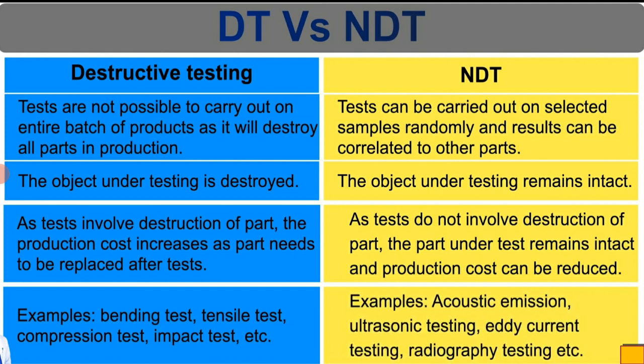In destructive technique, a test involves destruction of a part. The production cost increases as a part needs to be replaced after the test. In non-destructive technique, the test does not involve destruction of a part. The part under test remains intact and production cost can be reduced. Examples of destructive testing: bending test, tensile test, compression test and impact test. Examples of non-destructive technique: acoustic emission, ultrasonic testing, eddy current testing, radiography testing.